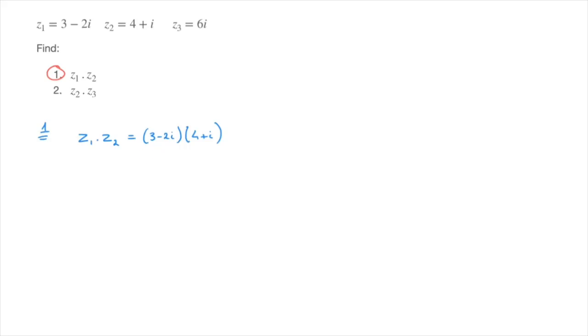To multiply these two complex numbers, we use the usual rules of distributivity, keeping in mind the important result, that is, i squared is equal to -1. So with that in mind, let's go ahead. Distributing this the usual way leads to the following. 3 times 4 plus 3 times i minus 2i times 4 minus 2i times i.